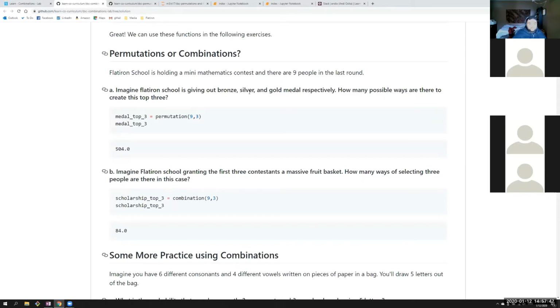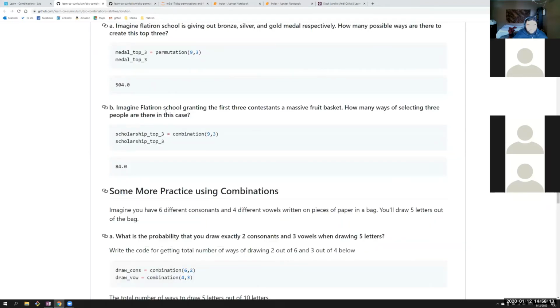Imagine Flatiron School is giving out bronze, silver, and gold. How many possible ways are there to create this top 3? So just permutations. From 9 people, we want to select 3 people, and order is important because of who's going to get the bronze, who's going to get the silver, and who's going to get the gold. So that's why we're using permutations of a subset. That makes sense, right?